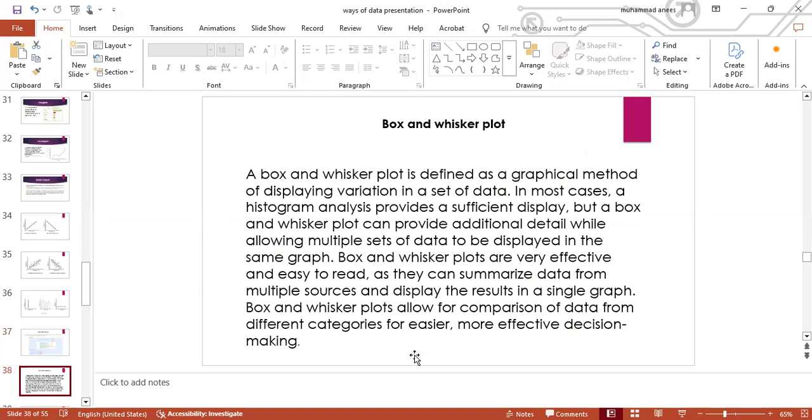Now moving on to box and whisker plot. A box and whisker plot is defined as a graphical method of displaying variation in a set of data. In most of the cases, a histogram analysis provides a sufficient display, but a box and whisker plot can provide additional detail while allowing multiple sets of data to be displayed in the same graph. Box and whisker plots are very effective and easy to read as they can summarize data from multiple sources and display the results in a single graph. Box and whisker plots allow for comparison of data from different categories for easier and more effective decision making.